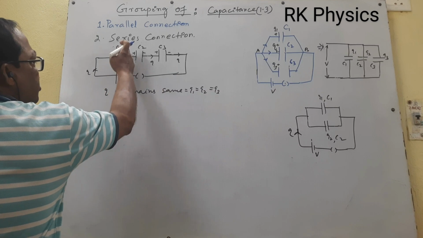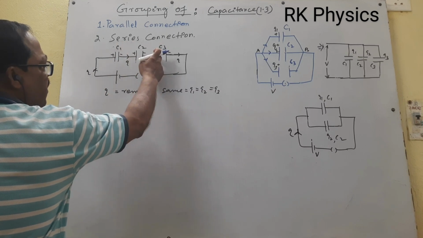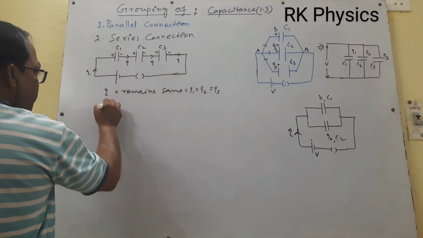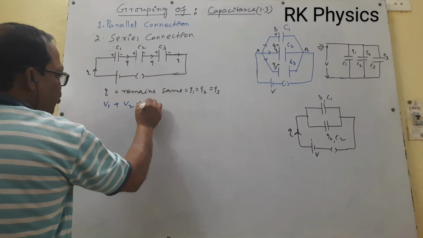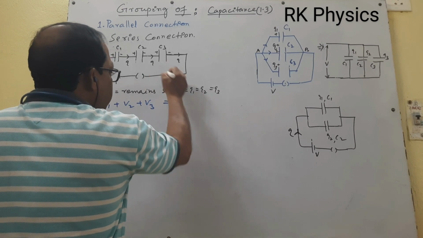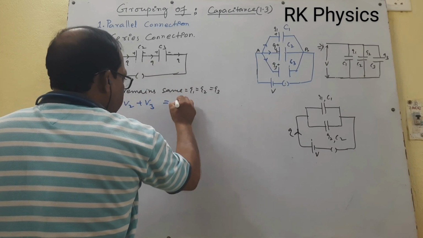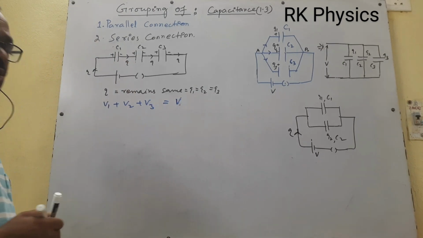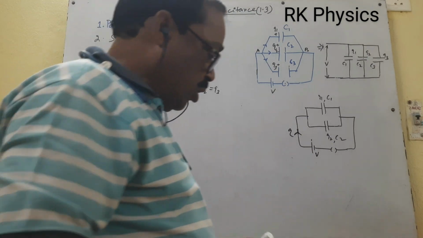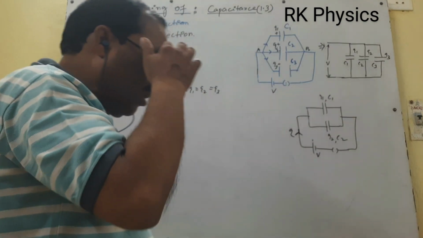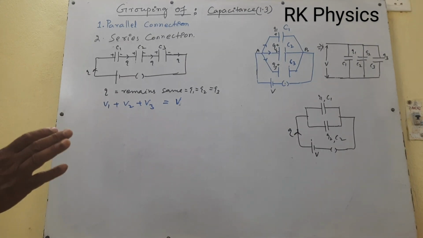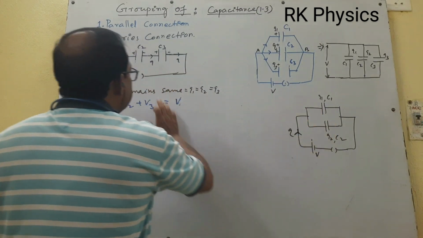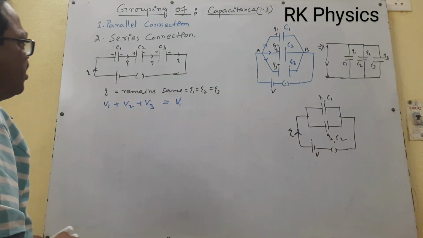Now, if C1 differs but the charge is the same, therefore the potential across each capacitor differs. If V1, V2 and V3 are the potentials, I am taking three capacitors, therefore the sum of these three must be equal to the potential of the cell if there is no loss of electrical energy. Okay? Now in this case the potential differs, but the charge is the same.